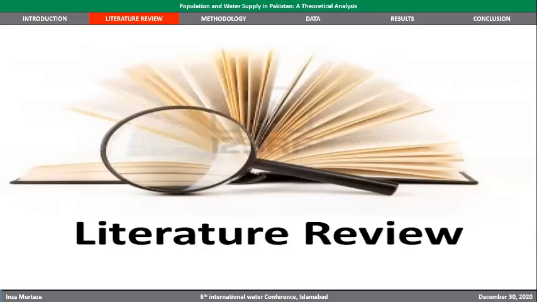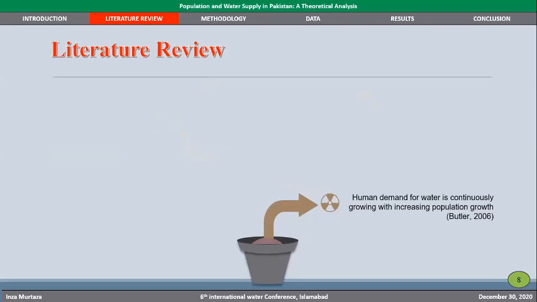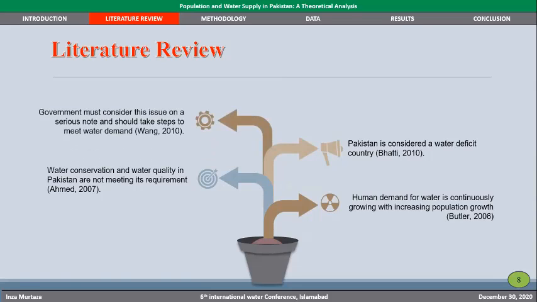Moving to our literature review, starting from Butler, who said human demand for water is continuously growing with increasing population. Ahmed pushed its effort in 2007. Water conservation and water quality in Pakistan are not meeting requirements. Pakistan is considered a water deficit country, according to Bhatti, and Bound says the government must consider this issue on a serious note and should take steps to meet water demand.